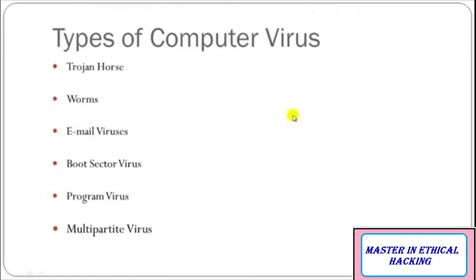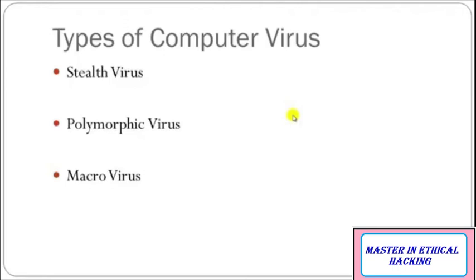And then we have the multi-partite virus. It is quite a dangerous virus, and it is a hybrid of boot sector and program viruses. It infects program files, and when the infected program is active, it will infect the boot record as well. If you think that these are dangerous viruses, these are not it. There are still far more dangerous viruses than these, and I will be teaching you that as well. The most dangerous viruses of all types are the stealth virus, the polymorphic virus, and the macro virus.